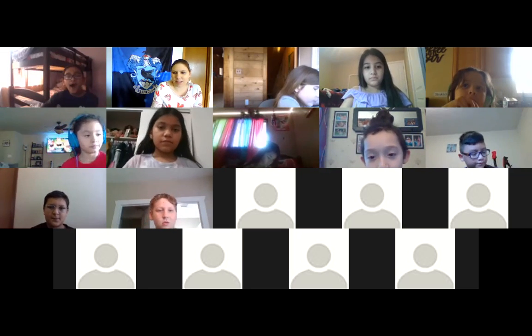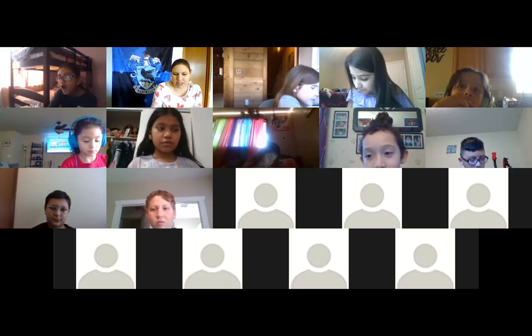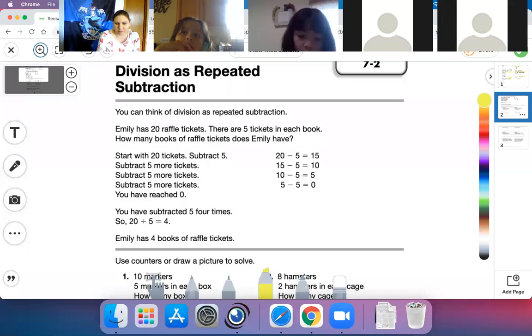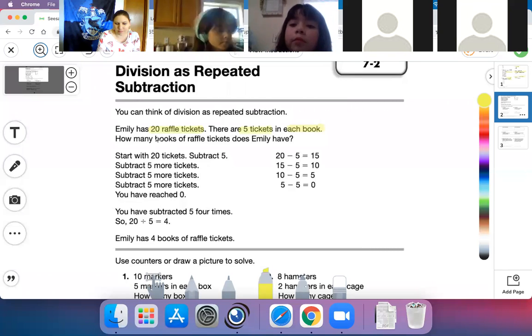Alrighty, I'm going to start my attendance log here because I know we're missing a lot of people. So today we're doing division as repeated subtraction. Let's look at the problem they give us in the example. It says Emily has 20 raffle tickets. There are 5 tickets in each book. How many books of raffle tickets does Emily have?